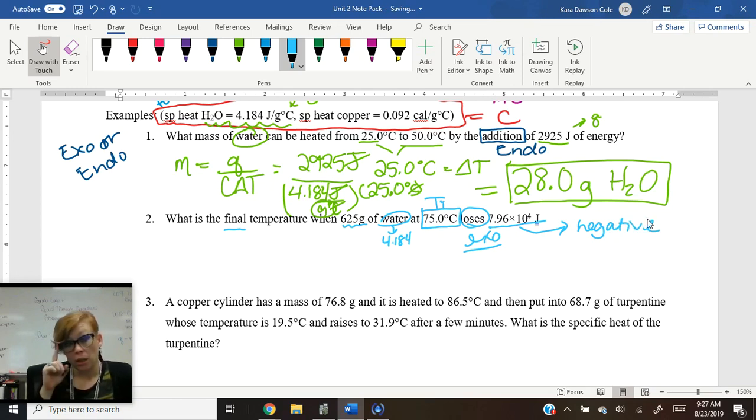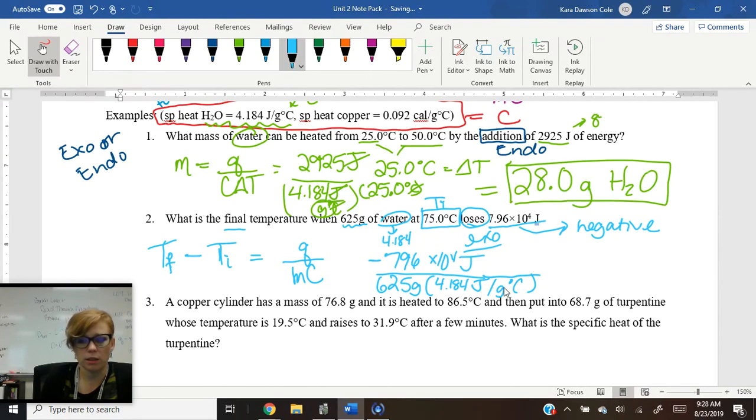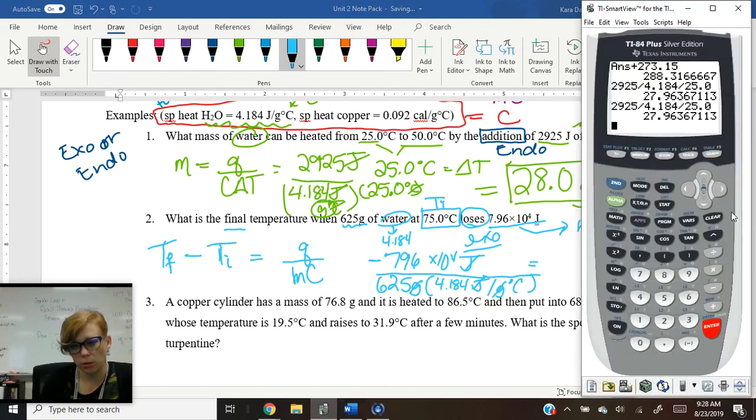Okay, so then I'm looking for my final temperature, which is actually equal to Q over my mC, right? So now my Q has to be negative here because I'm losing, so I'm exothermic, so I'm losing heat here. So minus 7.96 times 10 to the 4 joules over my mass, which is 625 grams. And then also I've got 4.184 joules per gram degrees Celsius here. So then my grams are canceling, my joules are canceling, and I'm in degrees C. So then this is equal to my change in temperature.